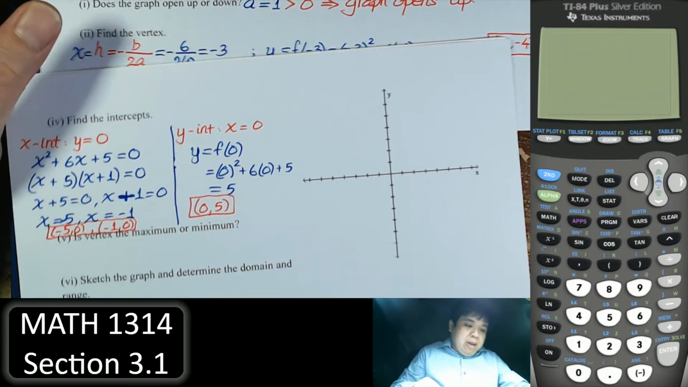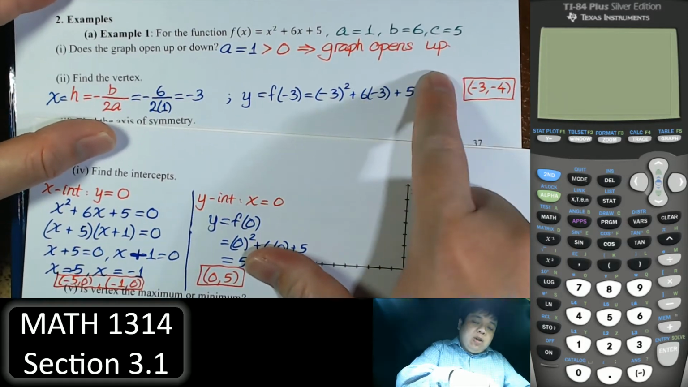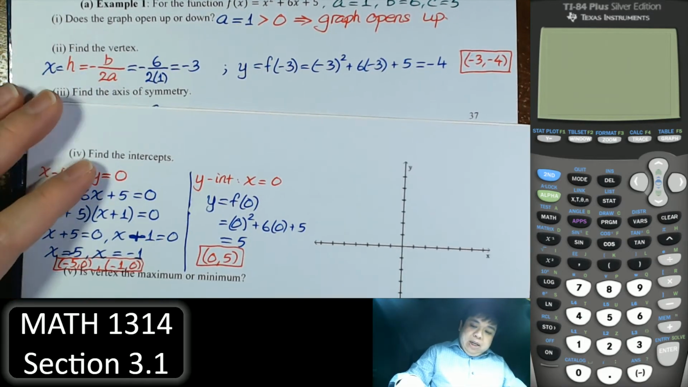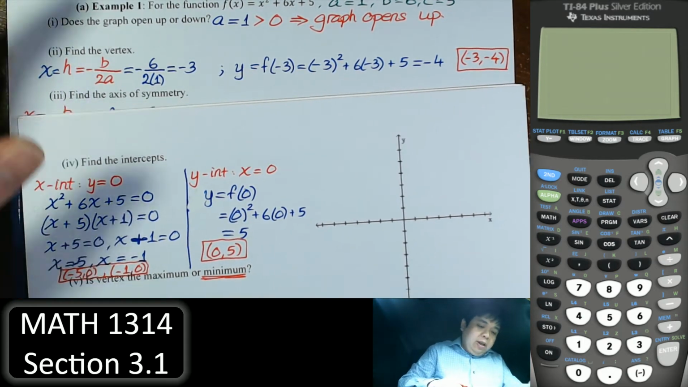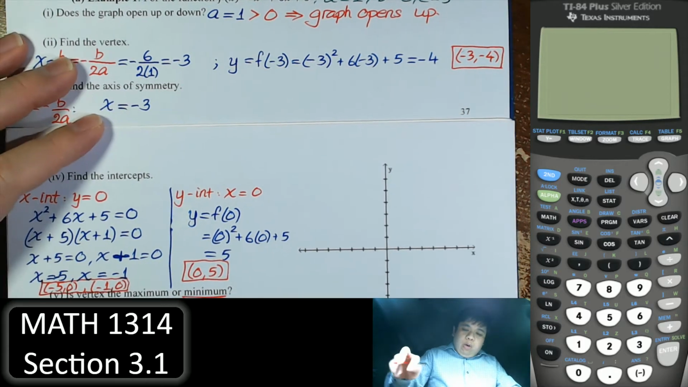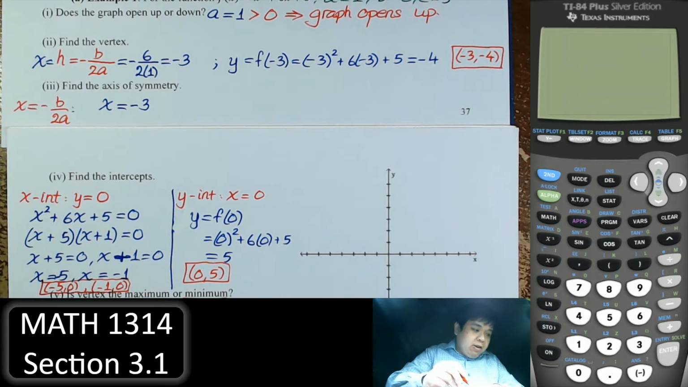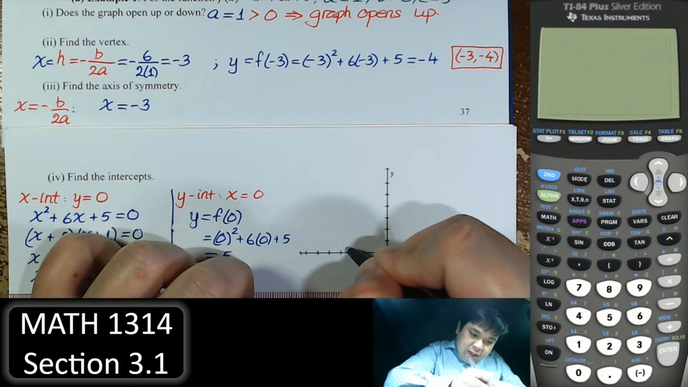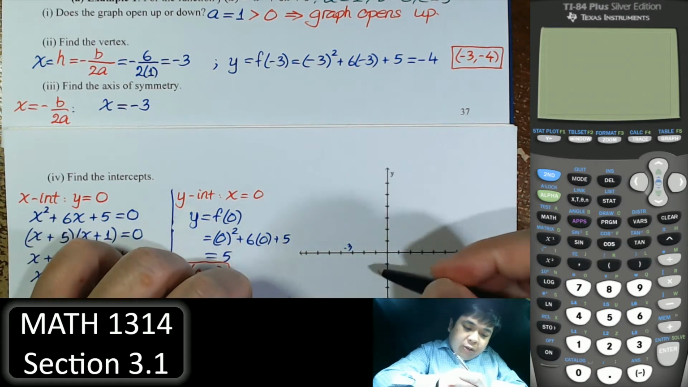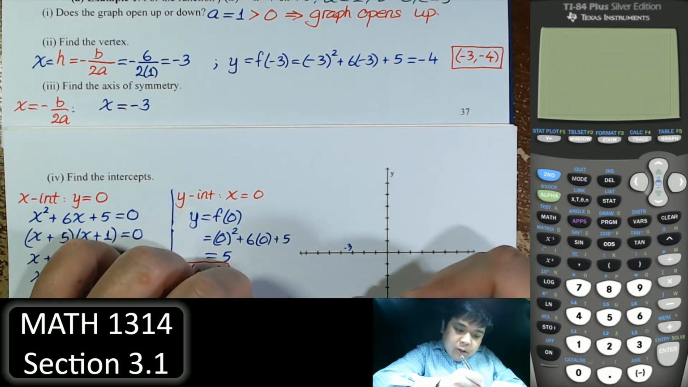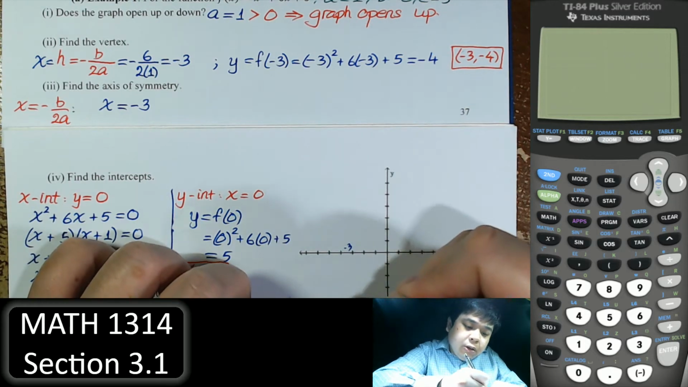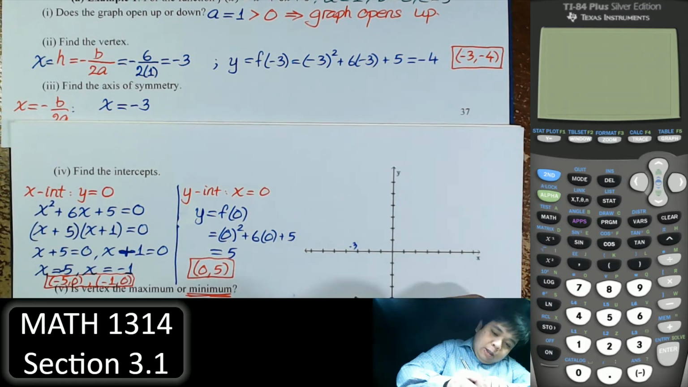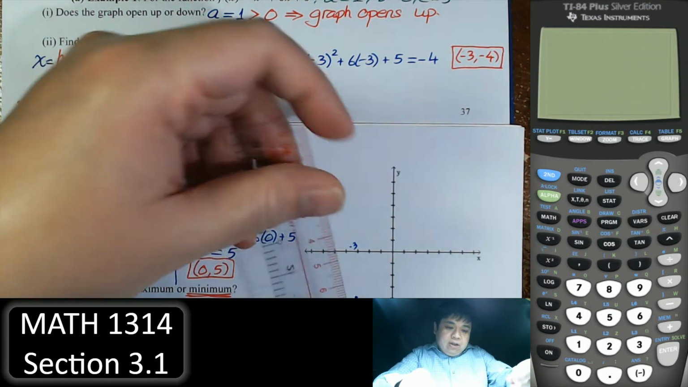Is the vertex the maximum or the minimum? Well, if it opens up, there will be a minimum. And now we sketch the graph. Now put all the components of the graph together. First, the vertex is negative 3, negative 4. We have the grid, x equal to negative 3, y equal to negative 4. So that is the vertex. And the axis of symmetry.